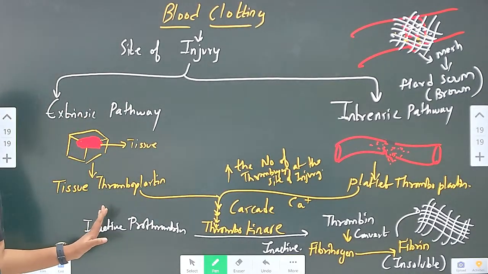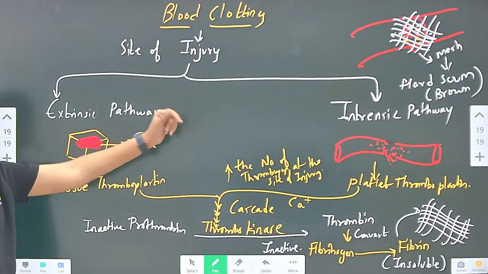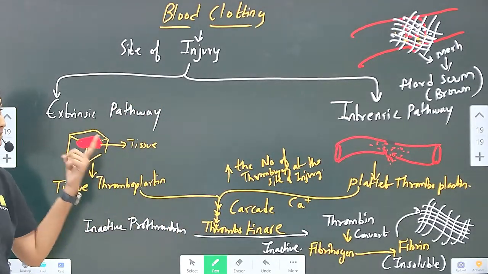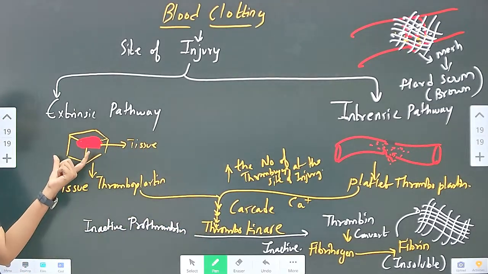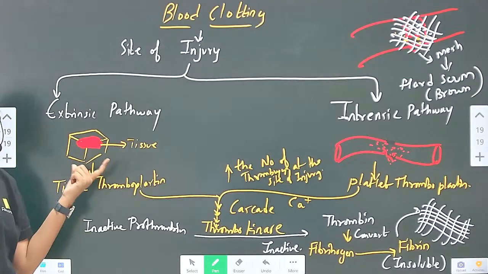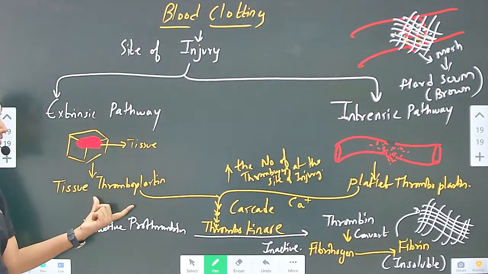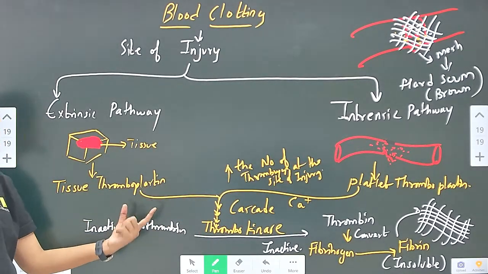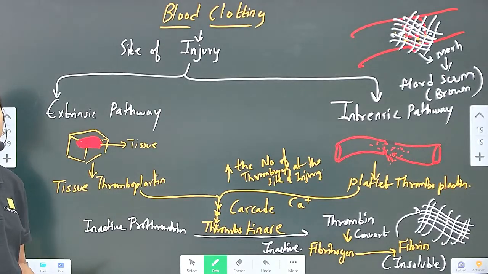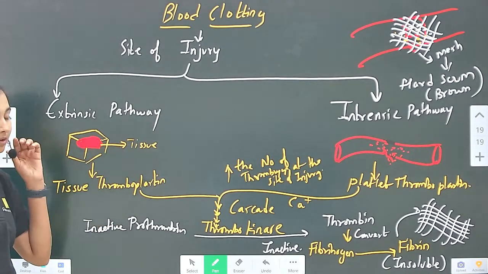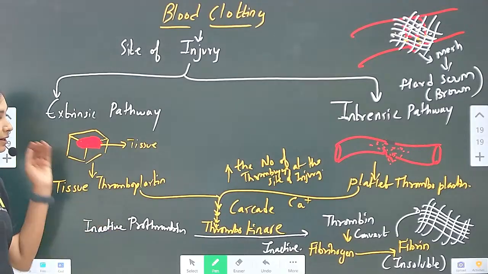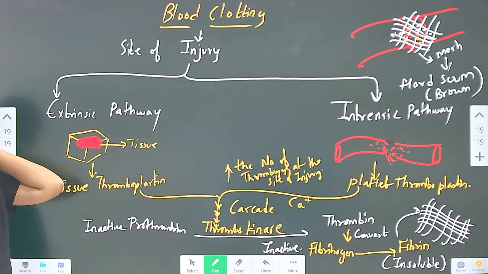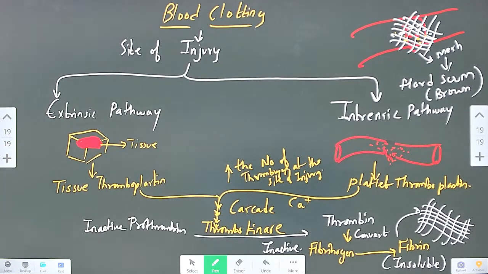So let us quickly revise it. At the site of injury, two pathways are formed, the extrinsic and the intrinsic pathway. At the site of injury, the tissue will be releasing tissue thromboplastin, and the blood vessel will be releasing the platelet thromboplastin. Both of them will send a signal to the thrombocytes to accumulate at the site of injury. Through a cascade of steps, they will be converted into the thrombokinase. In the presence of thrombokinase, this inactive prothrombin will be what?